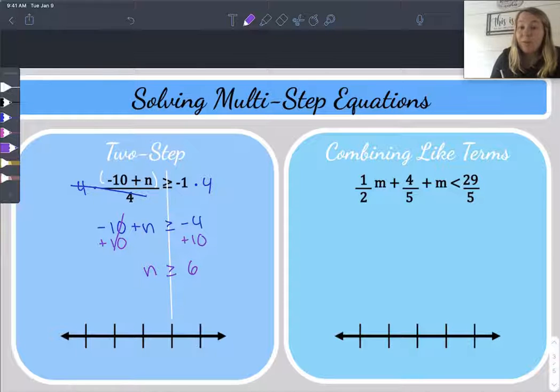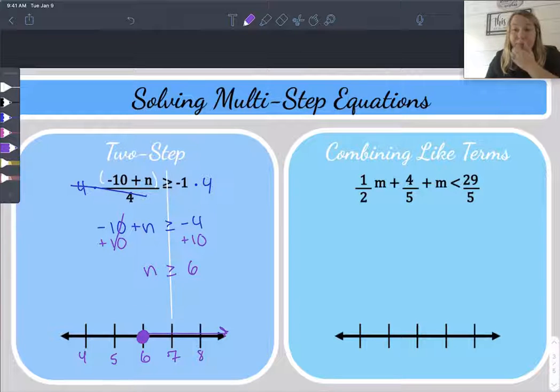What I like to do when I'm graphing is to always put my answer in the middle of my line. So I'm going to put 6 in the middle, 7 and 8 on the right, and then 5 and 4 on the left. Now I have greater than or equal to symbol, so that tells me it needs to be a closed circle. And then I want to draw my arrow pointing towards all the numbers that are bigger than 6. Since 7 and 8 are larger than 6, I'm going to have my arrow pointing to the right.